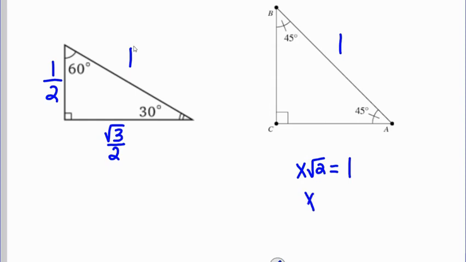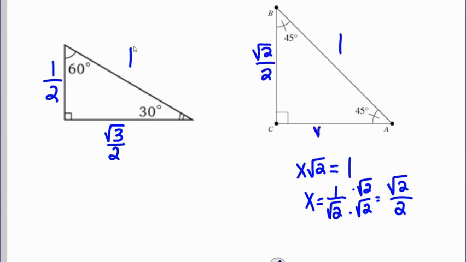So if we divide by square root 2, that's all fine and dandy, but we need to rationalize our denominator because we can never have a radical in the denominator. So when we do that, we get that x is the square root of 2 over 2. So that would be both of these legs on the 45, 45, 90. Okay, so for now, just commit that to memory. We will be revisiting that in just a bit.